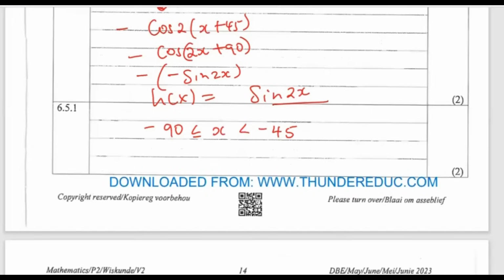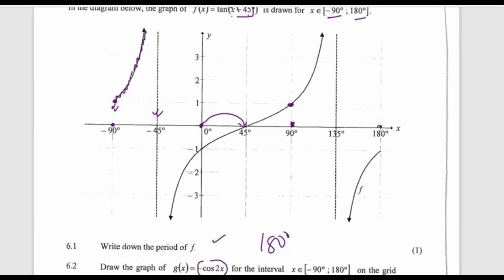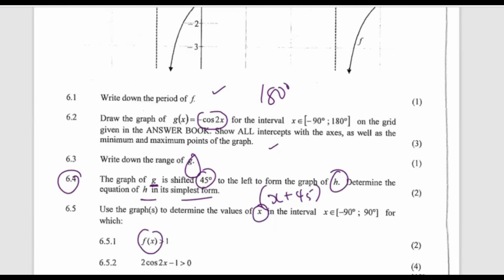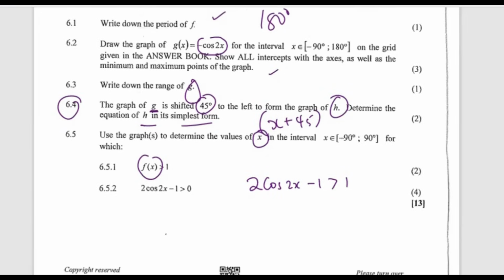Then the next question, 6.5.2. They're telling us that if we have 2 cos 2x minus 1 is greater than 1, for which values of x is that? So what I'm going to do, I'm going to try to work around this and create this original. And this is a 0. So I'll start by moving the one to that side.